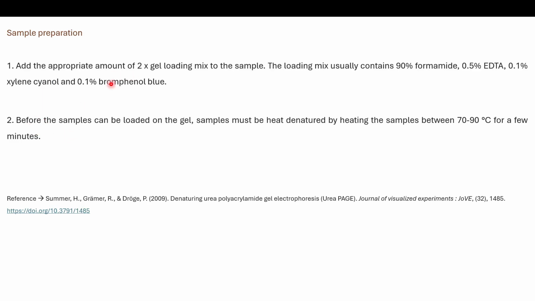Bromophenol blue runs faster than the xylene cyanol dye front. And before the samples are loaded on the gel, they must be heat denatured, by heating between 70 to 90 degrees Celsius for a few minutes. You can also check this reference, which talks about urea page.